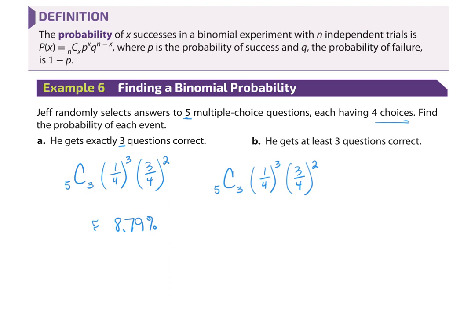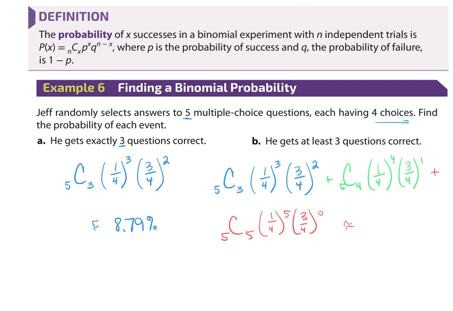But then you have to consider the fact that he could get 4 correct, right? And so this is going to be 5 things taken 4 at a time. Now we have correct at 4 and we have failure at 1, right? And then he also, if it's at least 3, he could get all 5 of them correct, right? And so we have this at 5 and we have this failure at 0. And you simply add up those probabilities.